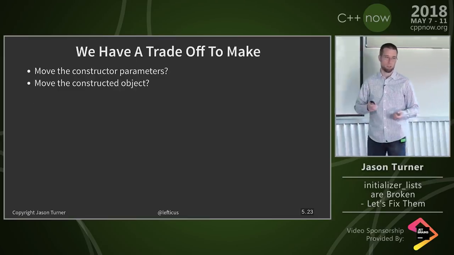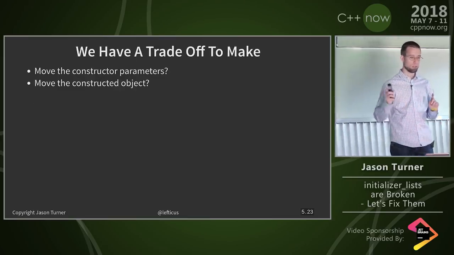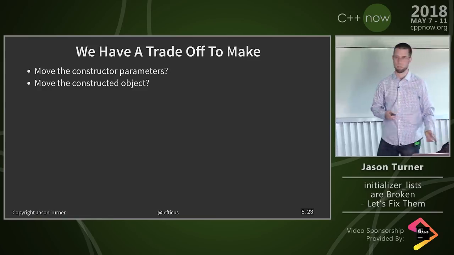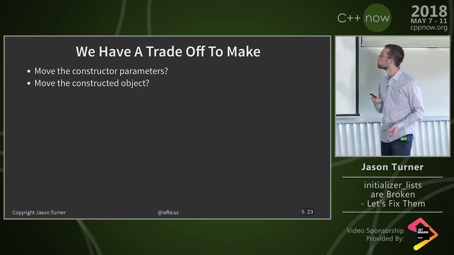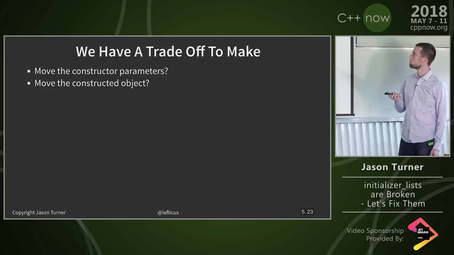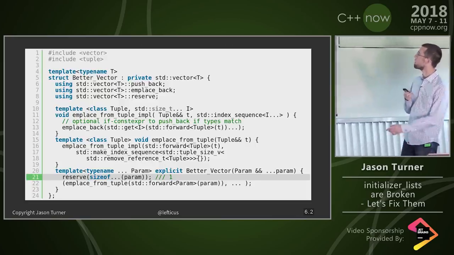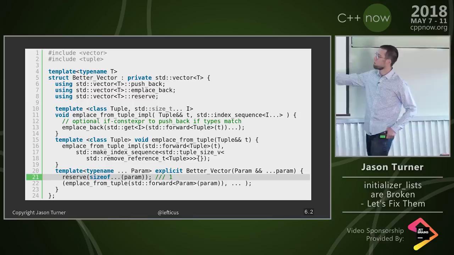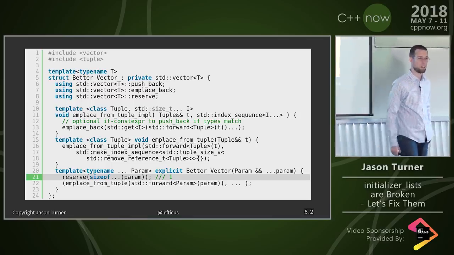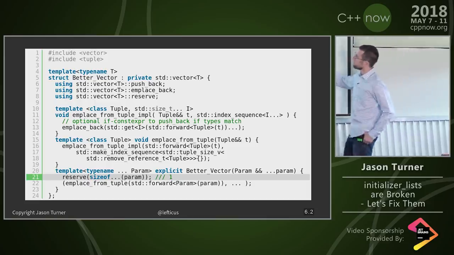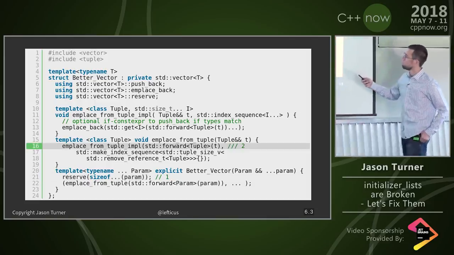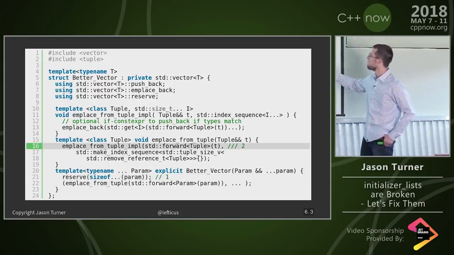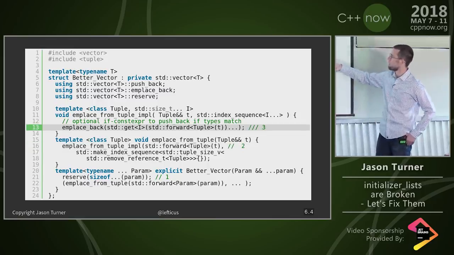Okay. So then we have another question. Do we want to move the constructed objects into place, or do we want to move the constructor parameters into place? So I toyed with this version where the parameter pack is now a parameter pack of tuples. And then I first do the reserve, which then is going to call my emplace from tuple on each thing, which is going to do an index sequence so that we know the order of the parameters.